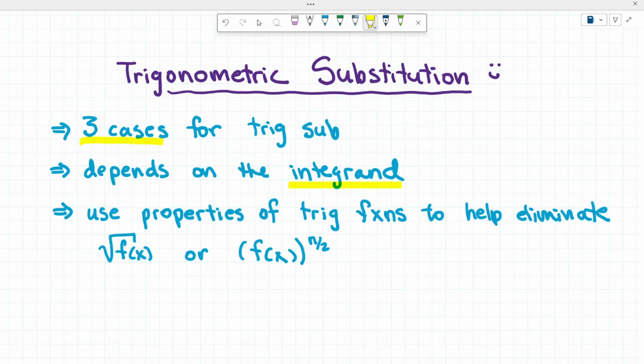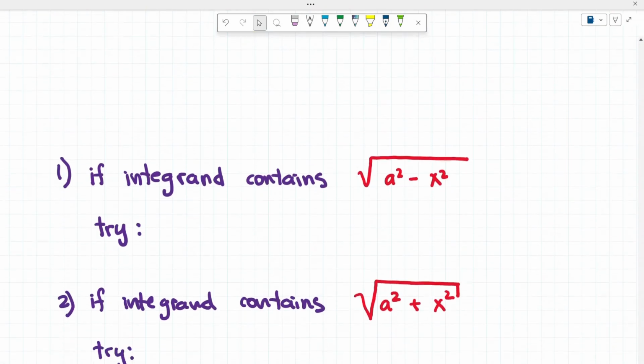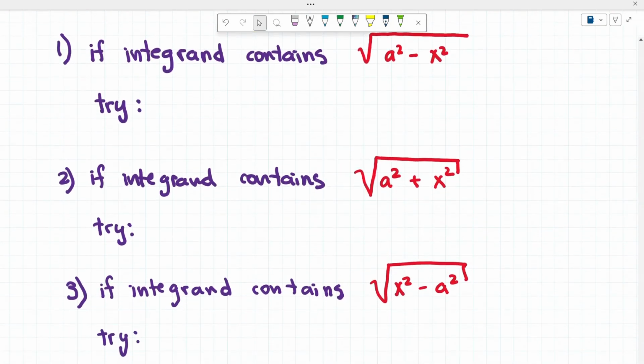The whole goal of using trig substitutions is that we want to use all the amazing properties that trig functions have to help us eliminate unfavorable or difficult situations, such as the root of f of x or f of x to some power. We know there are a lot of different properties and identities that go along with trig expressions, and that's what we want to use to see if we can simplify our problem. So let's look at our three different cases.